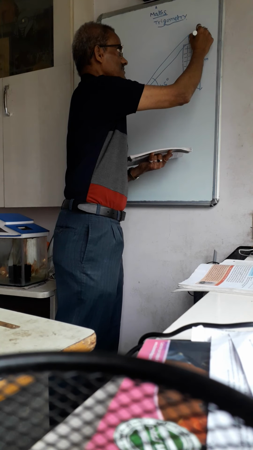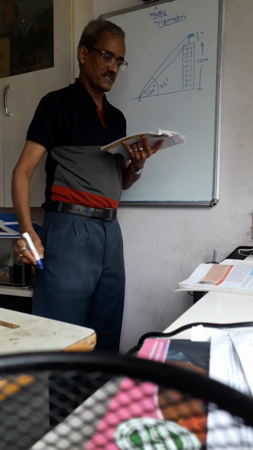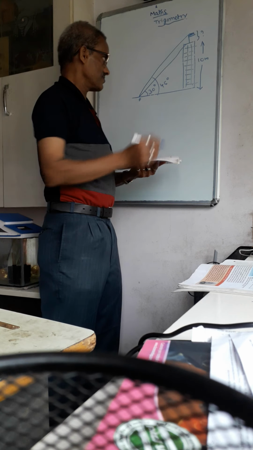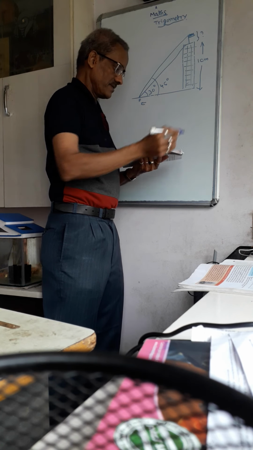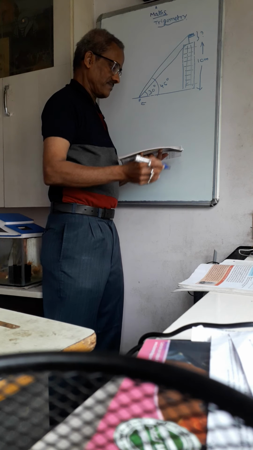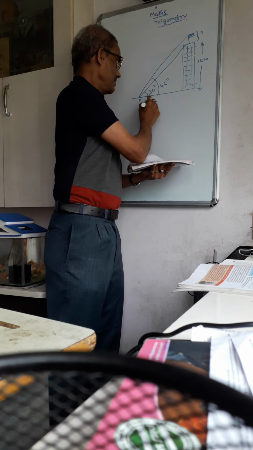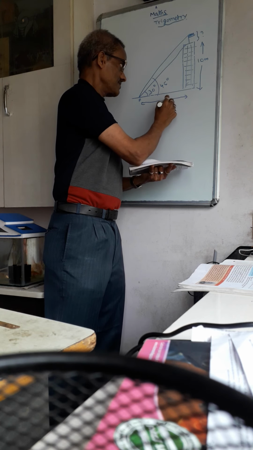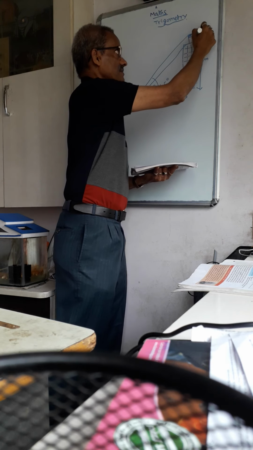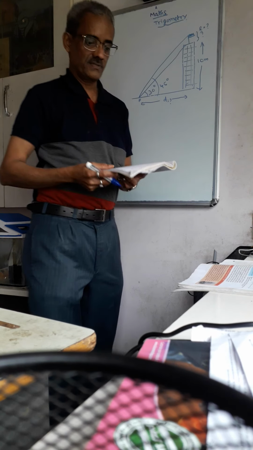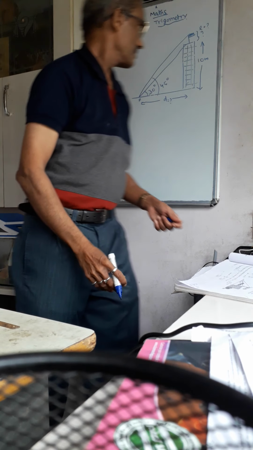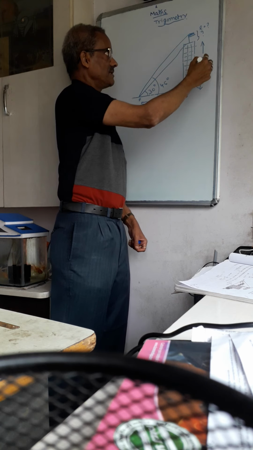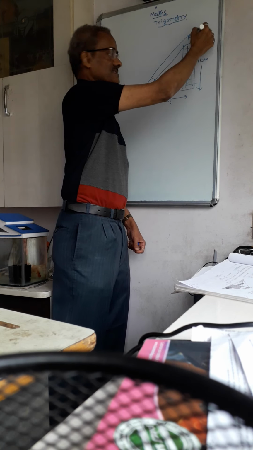Now you have to find the length of the flag staff, and also the distance of the building from the point P. That distance is a question mark, and this length is also a question mark. Now how to do this? Here we already have 10 meter. Let us consider the flag staff length as L.